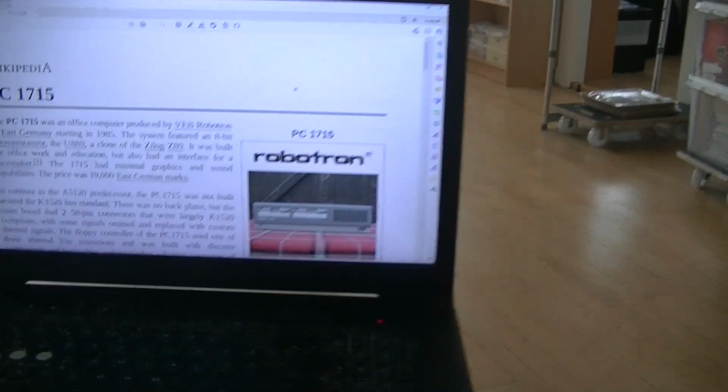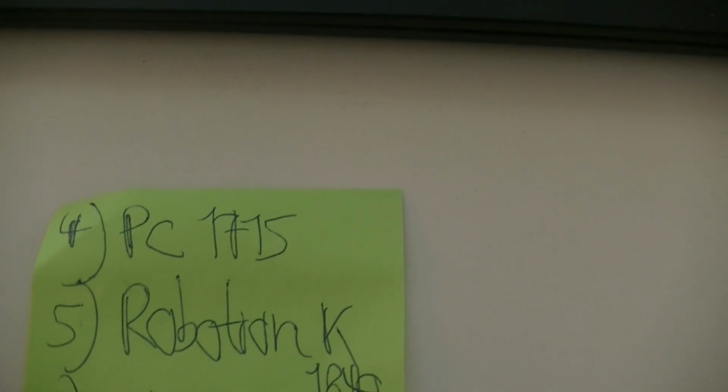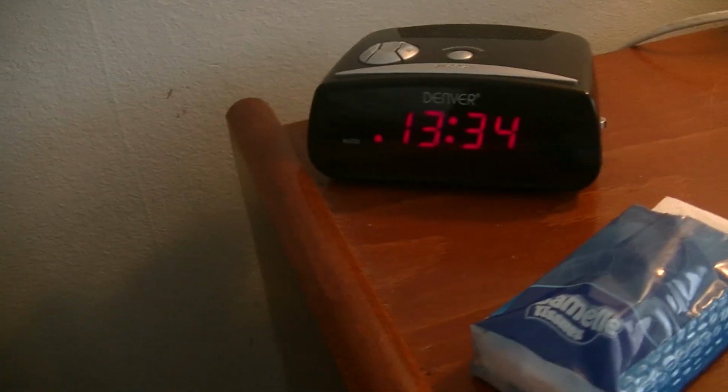Yes, let's continue this. Need 3 more computers from the East Germany. The PC 1715. So I have to make it ready so the video is not getting too long, but the computer can crash and I have to reboot and stuff. Now it's more than 1:30.